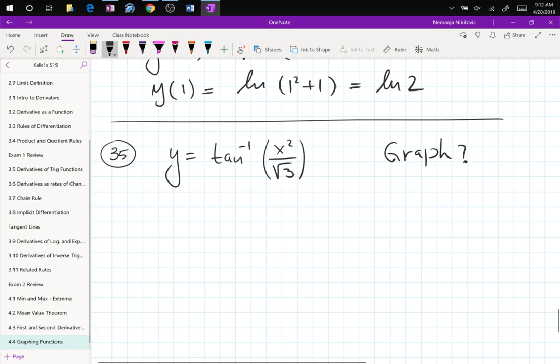So inverse tangent of x squared over root 3. How awesome is it that you can graph this by hand, right? Cool factor through the roof. Enthusiasm not so much right now, but it's going to get better, right? So what do we do? Well, we start with the domain.